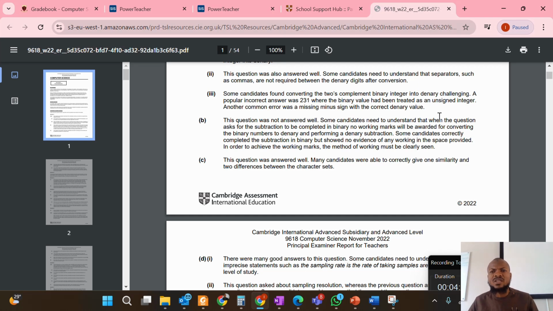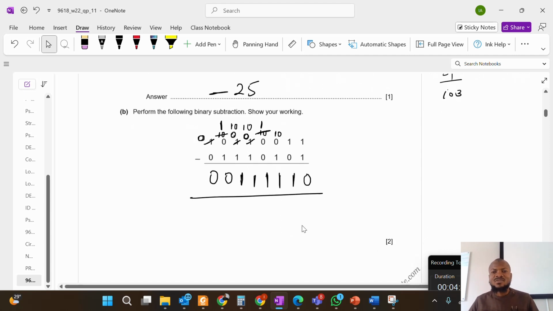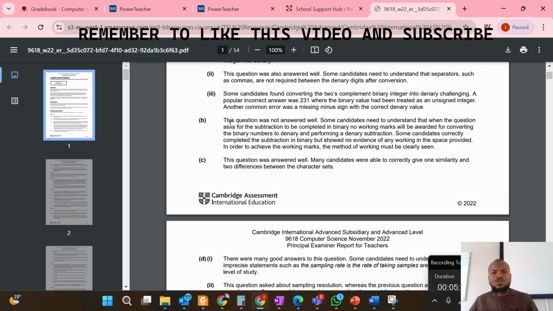Some candidates need to understand that when the question asks for subtraction to be completed in binary, no working marks will be awarded for converting the binary to denary and then performing the denary subtraction. So what most students do is they convert this to base 10, this to base 10, subtract, and then convert back to base 2. This question is 2 marks. So no mark would be awarded for that working, because the question is trying to test your ability on binary operation and not denary operation. So this question was not answered well.